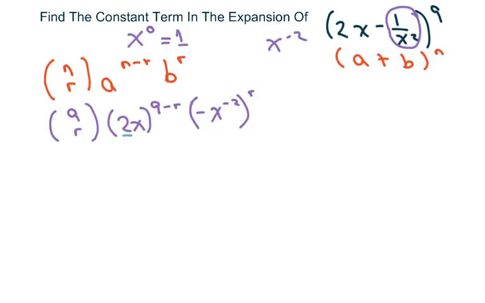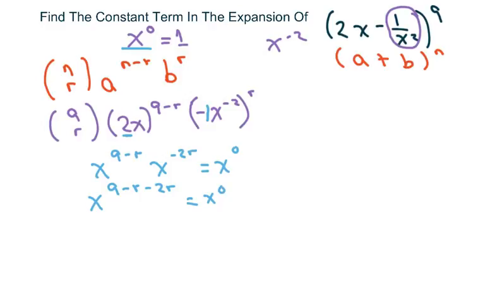Now, when you have some coefficients in front, what we're first going to do is not deal with those. So we have two coefficients, 2 and actually negative 1 here, and I'm going to ignore those for now and just solve for r, because we want it to equal x to the 0. So we're going to have x to the 9 minus r, then we have x to the negative 2r, set equal to x to the 0 power. Using a product property of exponents, we have 9 minus r minus 2r equals 0.